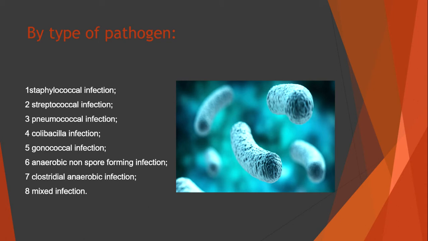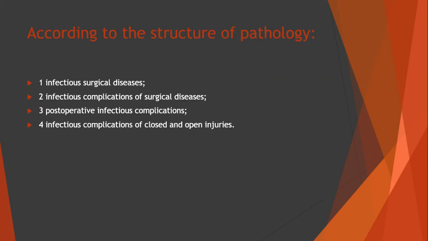By type of pathogen: staphylococcal infection, streptococcal infection, pneumococcal infection, colibacillar infection, gonococcal infection, anaerobic non-spore-forming infection, clostridial anaerobic infection, and mixed infection. According to the structure of pathology: infectious surgical diseases, infectious complications of surgical diseases, postoperative infection complications, and infection complications of closed and open injuries.